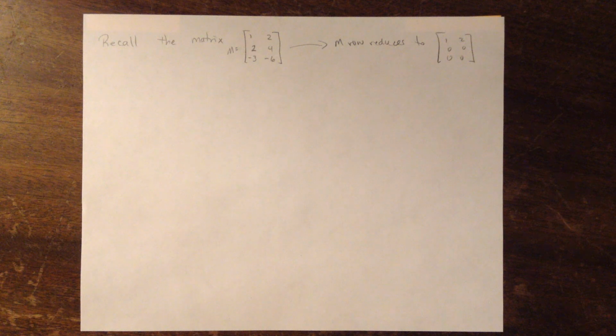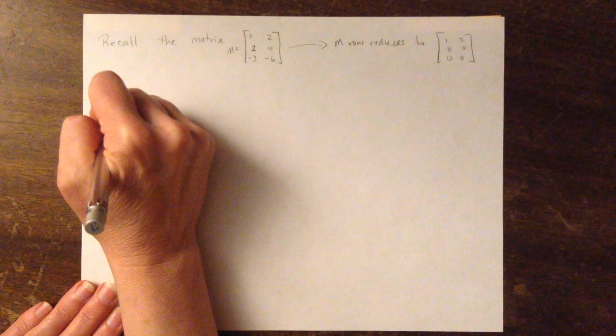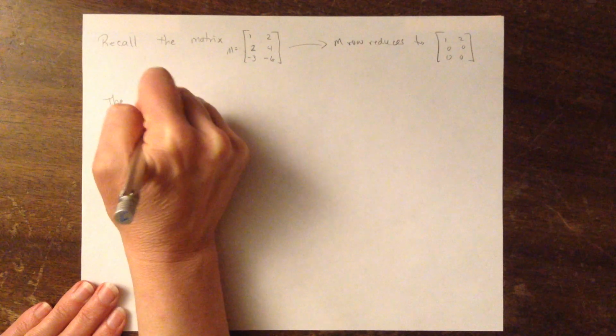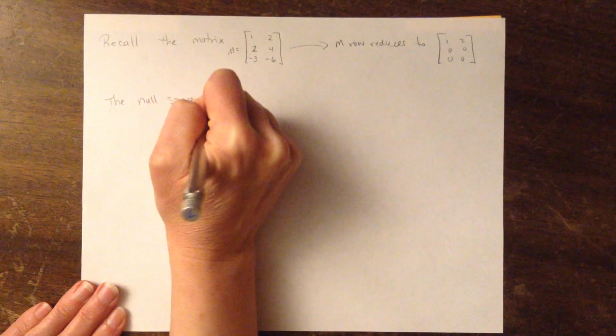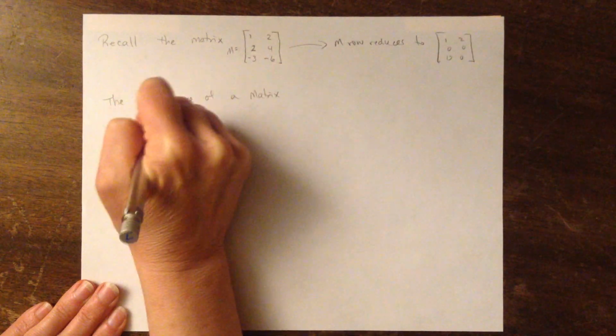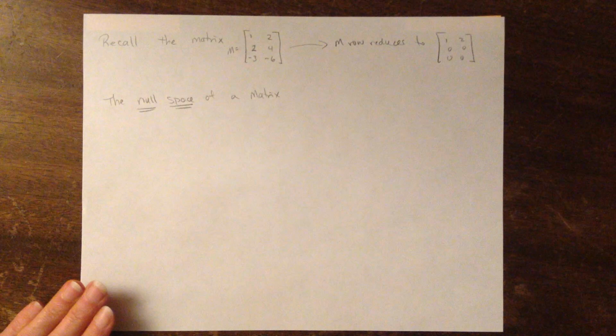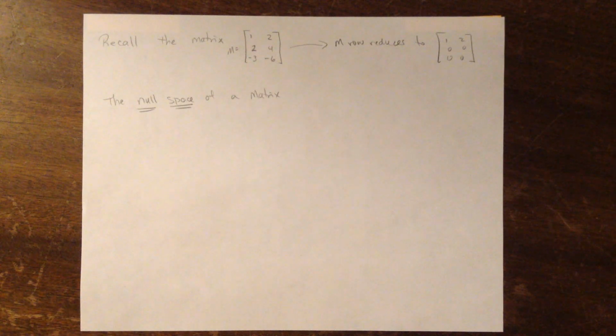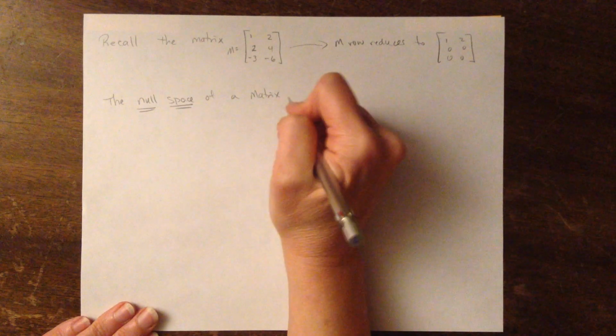And so the rank of the matrix is 1 because the row space is a one-dimensional vector subspace of R2. Now I want to talk about the null space. So the null space of a matrix is all of the vectors which when you multiply them, they get sent to the zero vector.